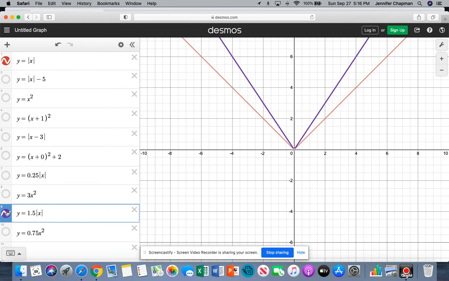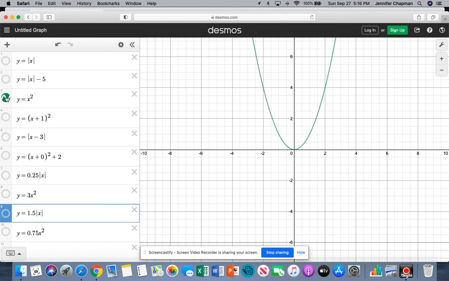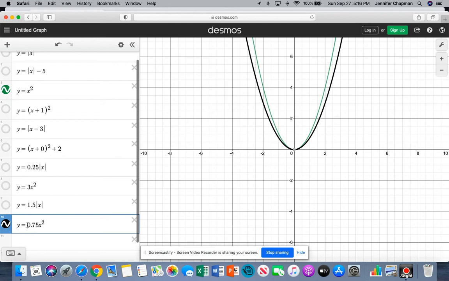And then 27, g of x equals 0.75x squared. So our parent function, x squared, and 0.75x squared looks like it's flattened out a little bit, which shouldn't surprise anybody, because that a value, if it's between 0 and 1, is going to flatten it out a little bit. So that looks like it's flattened out just a tad bit. That's a compression.